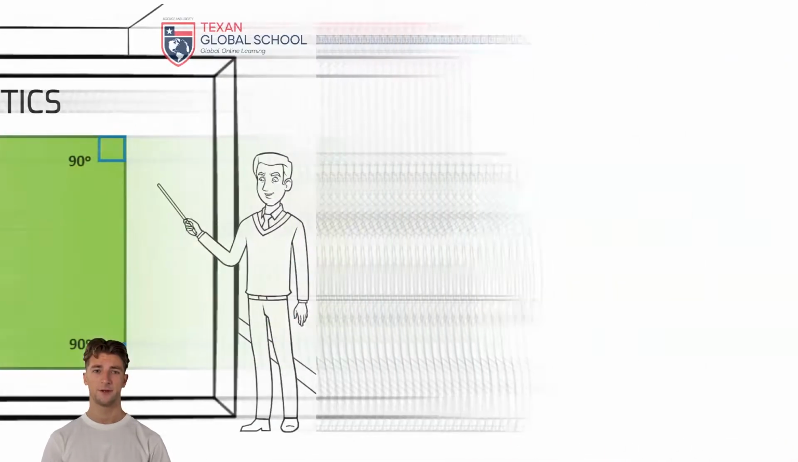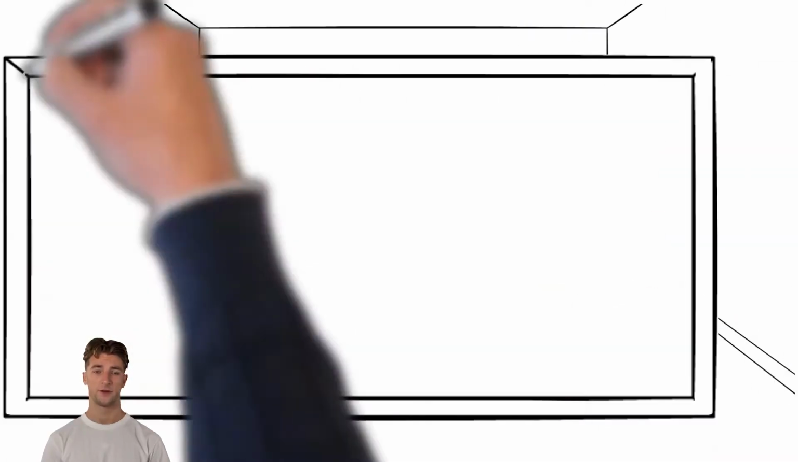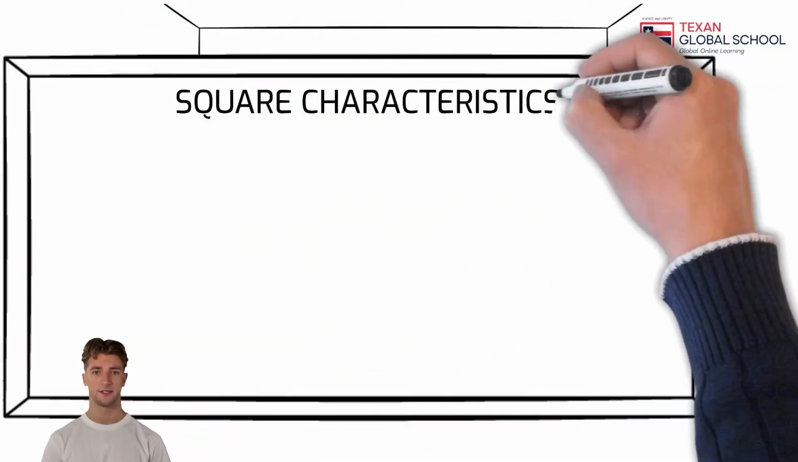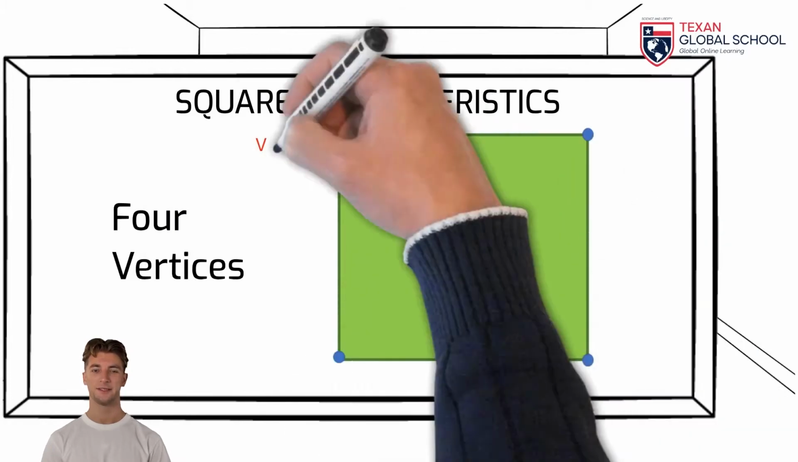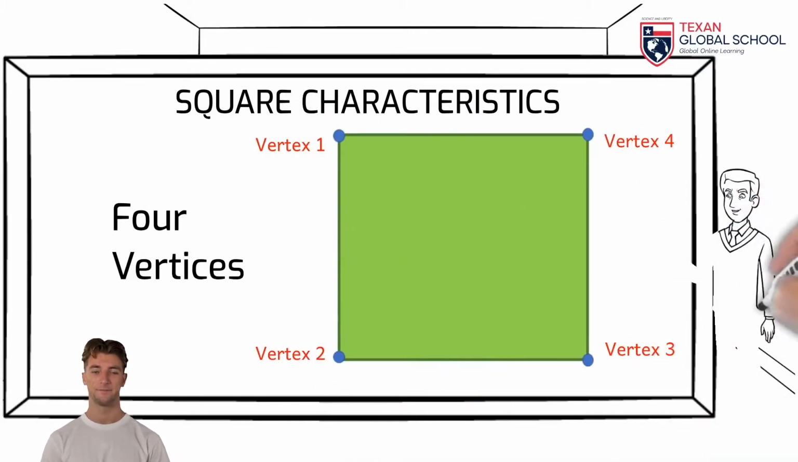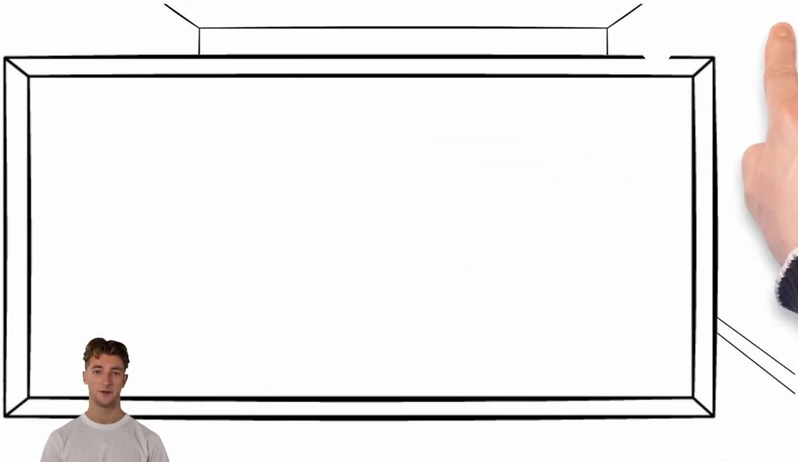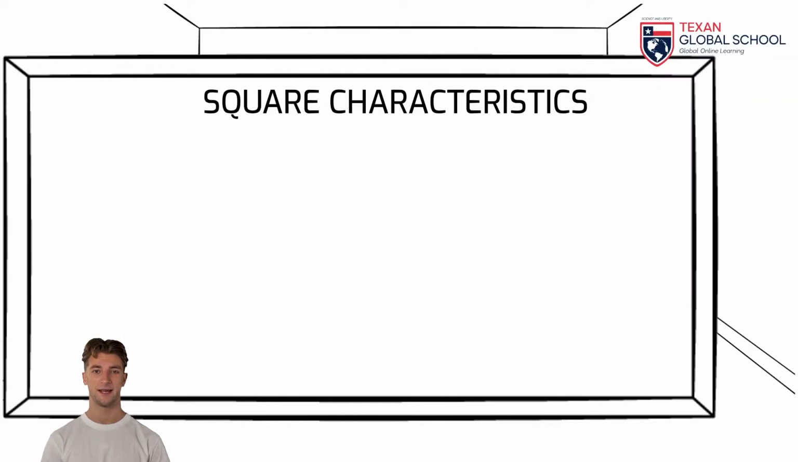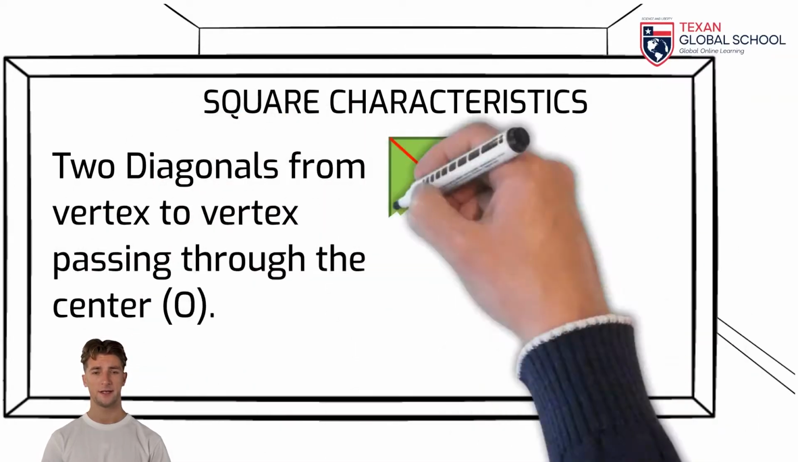Another important feature of the square is that it has four vertices. They can be seen in each corner of the square. We can see that each vertex is a point where the sides intersect. We can also see that the square has two diagonals. Each diagonal goes from vertex to vertex and passes through a point called the center, denoted by the letter O.